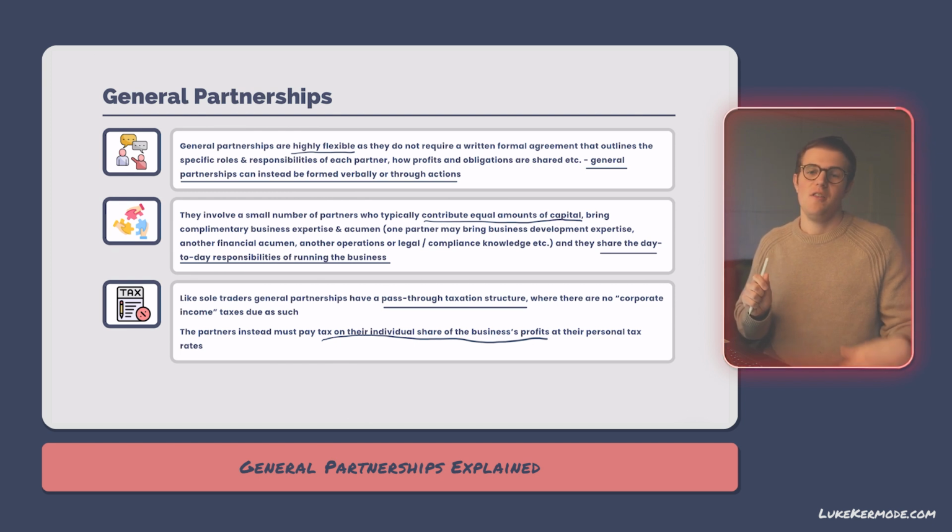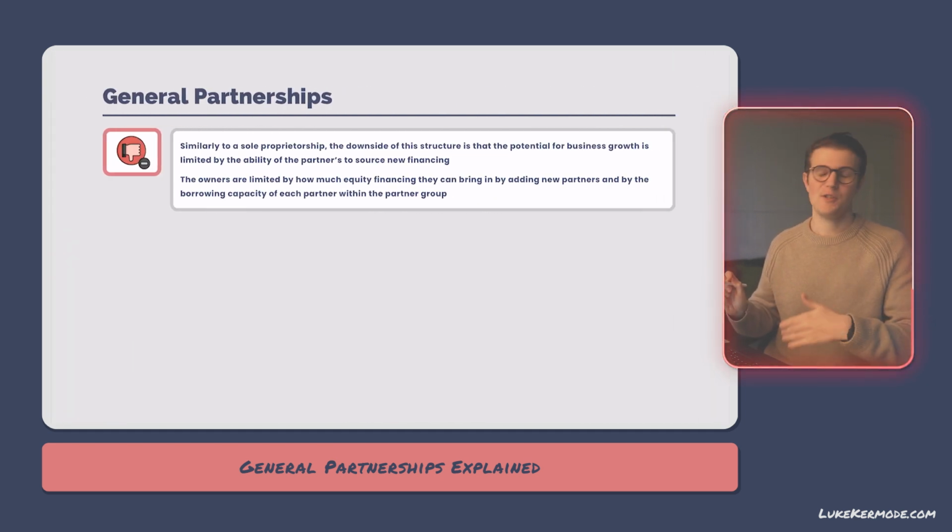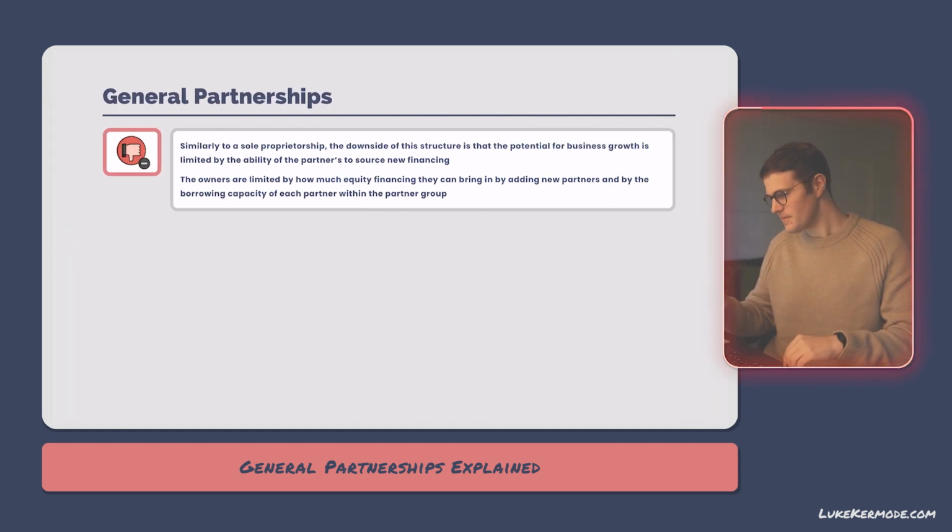So the business generates profits, pays no tax, passes on those profits to the partners based on their relative ownership share in the business, and then those partners have to pay tax on those profits based on their personal income tax rates. So that's how the taxation structure works. Hopefully that makes sense. That's very similar to how sole traders work, except in sole traders there's just one owner. So one owner takes the profits.